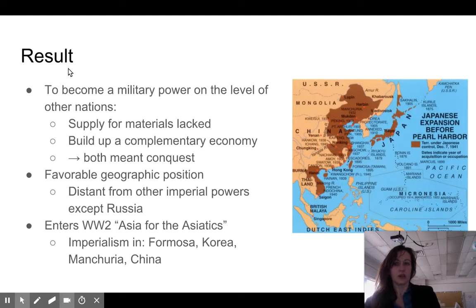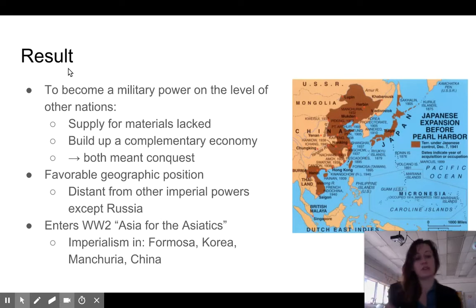So here's the result. It needed to become a military power on the level of other nations. It needed to supply for all the materials it lacked. It needed to build up a complementary economy to make this happen. But to do this, conquest was required, which means it had to become imperialist. Japan had a favorable geographic position for imperialism. You see the map here, the areas it imperialized.